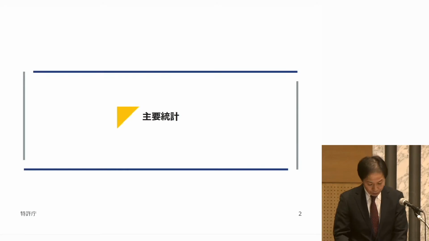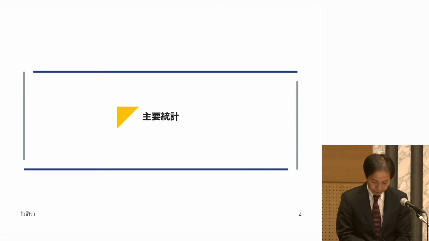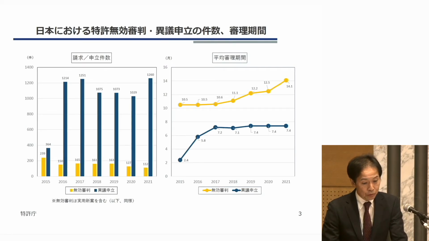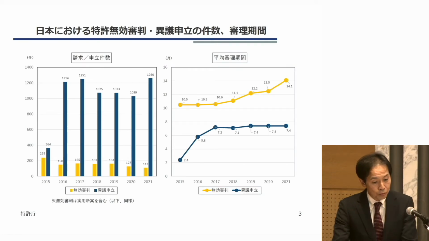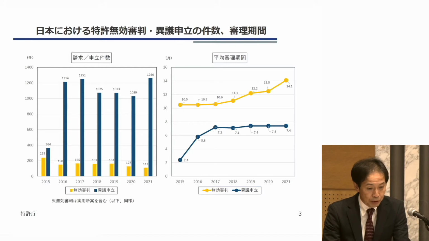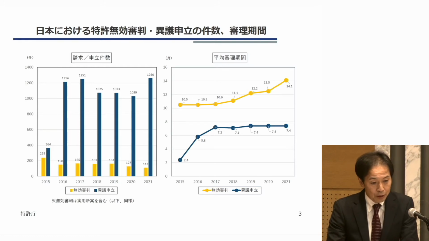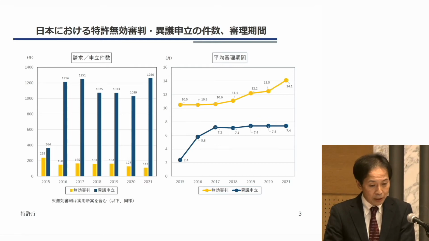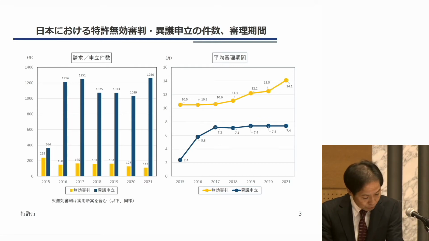So next I'd like to talk about invalidation opposition systems in patents. First, I'm going to present some statistics. These are some key statistics. This slide shows the trends, the number of opposition filings and the average time intervals from commencement to disposition for patent evaluation trials and opposition filings. You can see that the trends are flat or down.